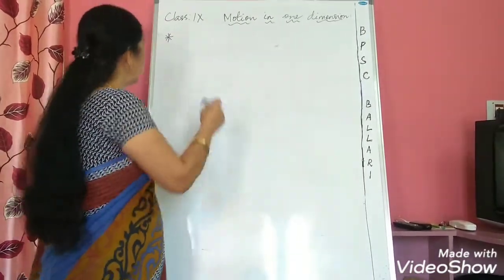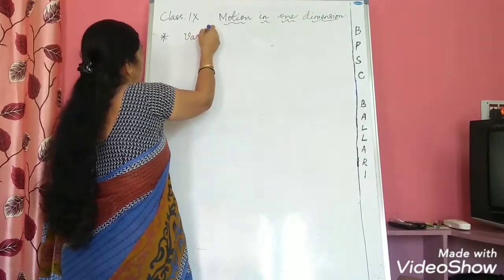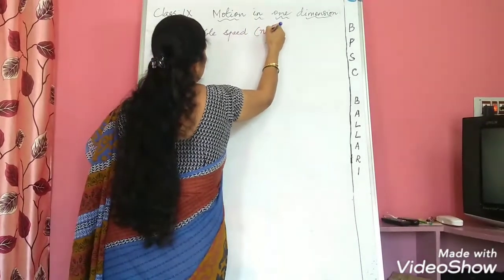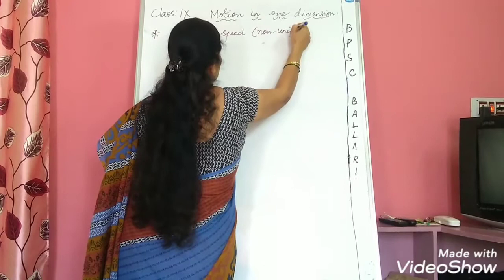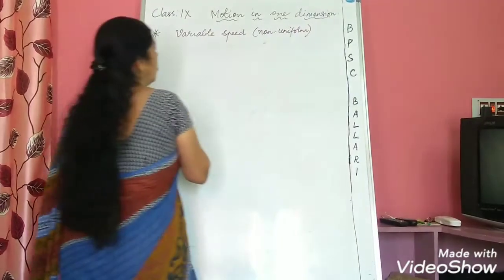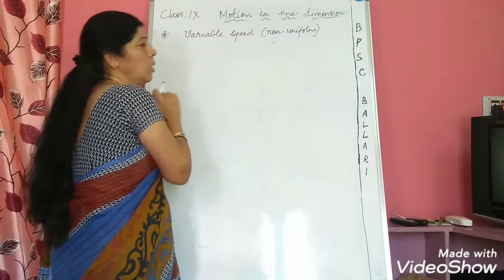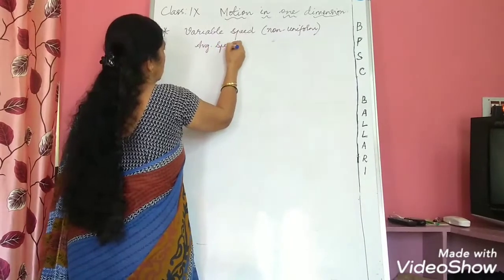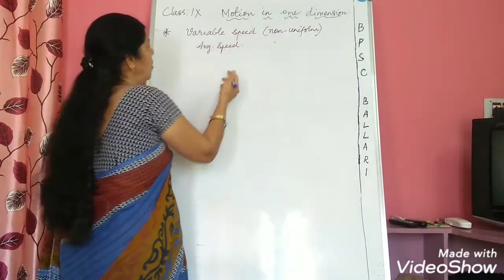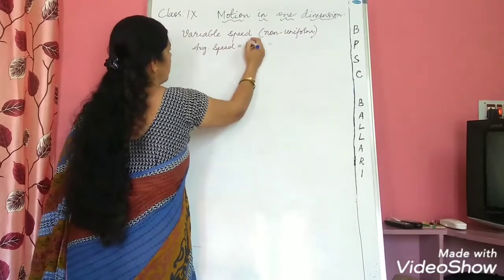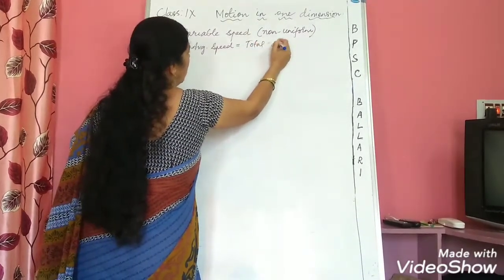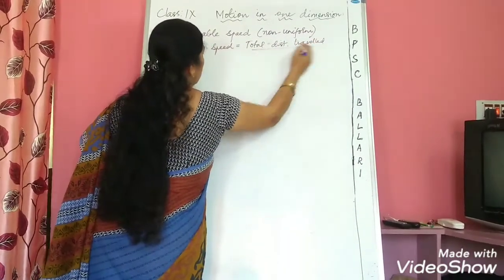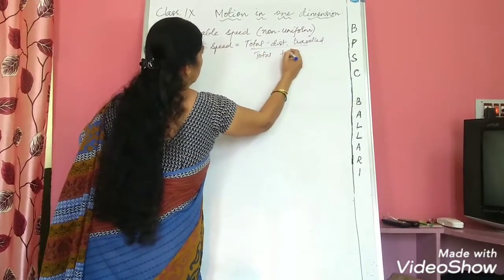Now, wherever variable speed or non-uniform speed is there, then you can calculate the average speed. So, what is the formula to calculate average speed? Average speed will be equal to total distance traveled by total time taken.